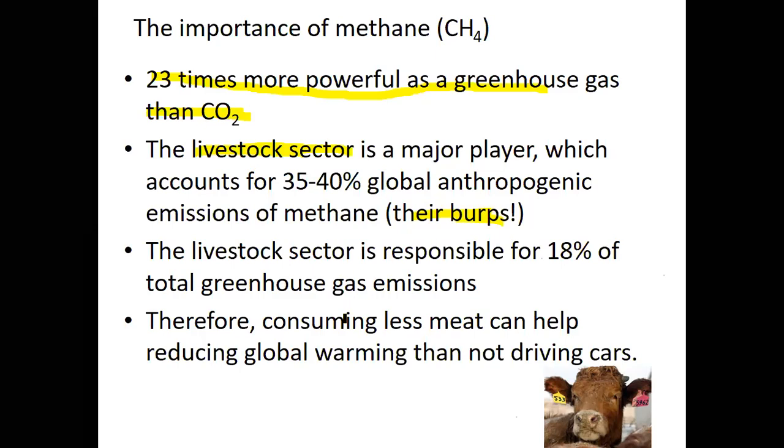So how can we reduce the emission of methane? As we can propose, it is better to consume less meat. If we consume less meat, then we can reduce global warming more than by not driving cars. If we reduce meat consumption and also the consumption of milk powder, then we can reduce global warming more than by not driving cars, because methane is 23 times more powerful a gas than CO2.